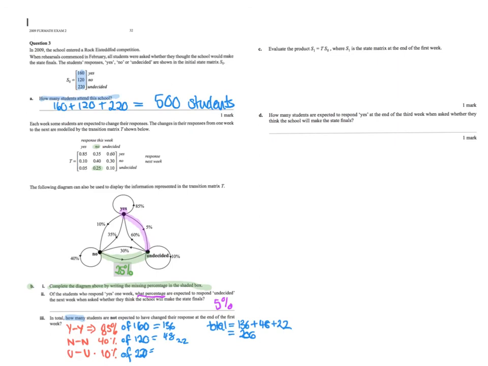Okay, C. Now, evaluate S1 with T times S0, the state matrix, where S1 is the state matrix at the end of the first week. So all you have to do is S1 equals, and you don't have to write out the whole matrix. You can use their symbols. You can just show what you did to find it, and then write out your answer, which will be yes, no, and undecided. This is the only one you have to write the numbers in. Just use the letters that they've used for that.